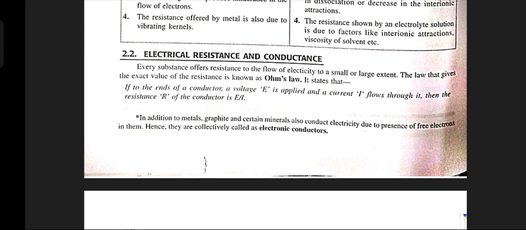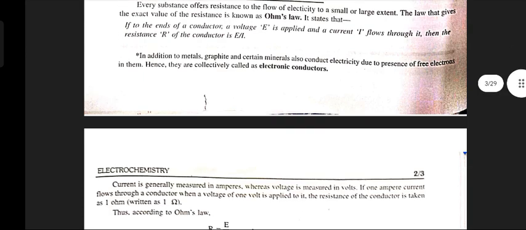If a voltage E is applied to the ends of a conductor and a current I is passed through it, then the resistance of the conductor is E upon I. In addition to the metals, graphite and certain minerals also conduct electricity due to the presence of electrons in them. Hence, they are collectively known as electronic conductors.